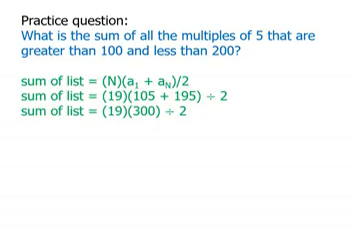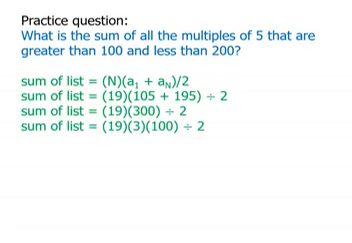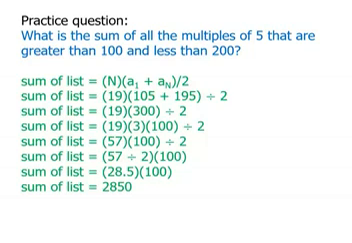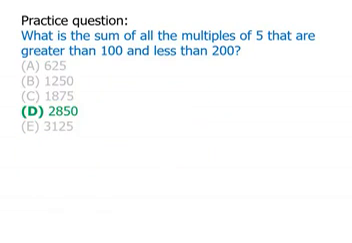I'm actually going to factor out the 3 and multiply it by the 19, so we get 57 times 100 divided by 2. Now I'm going to do 57 divided by 2, which is 28.5, because of course 56 divided by 2 is 28, 58 divided by 2 is 29, 57 divided by 2 is right between them, 28.5. And then multiply 28.5 times 100, we get 2,850. So we go back to the answer choices, and we choose answer choice D.